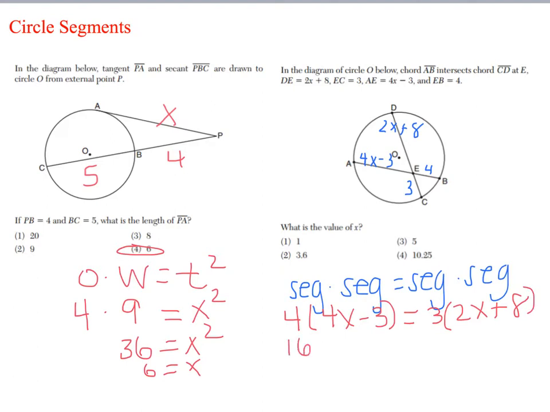From there, you should get 16x minus 12 equals 6x plus 24. Bring everything to one side, you should get 10x equals 36. And when you're done, it's choice 2, x is 3.6. Again, all of these rules can be found on your pink sheet, so I would recommend studying those tonight.